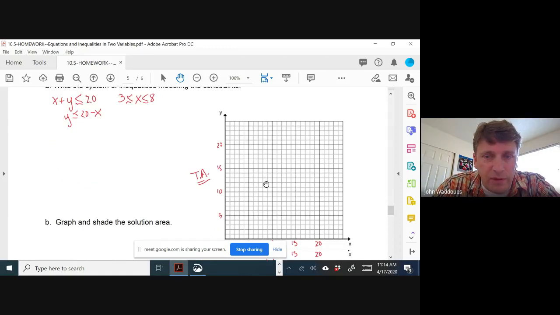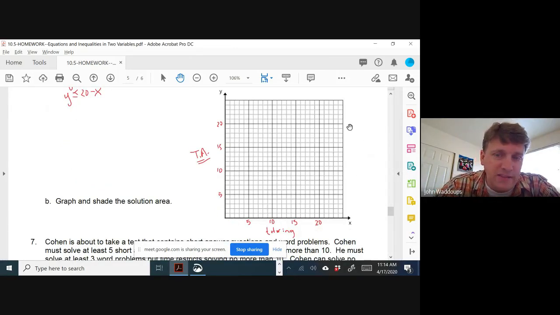And then I was labeling my y-axis and my x-axis here. So for y, this is 5, 10, 15, 20. And then I put TA, for the time that she spends working as a teacher's aide. And on the x-axis, the tutoring, you guys all see this now, right? Yeah. Okay, good. Tutoring I wrote on the x-axis and then put 5, 10, 15, 20, for the hours that she spends tutoring.